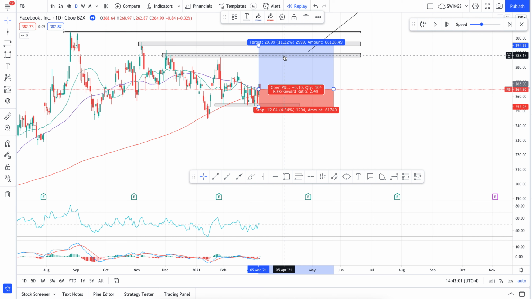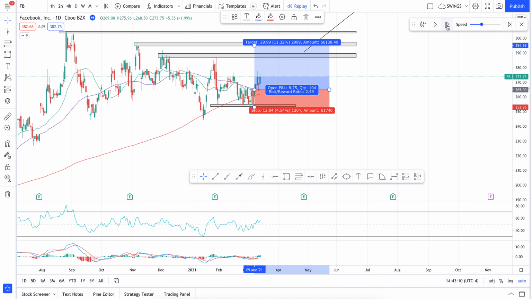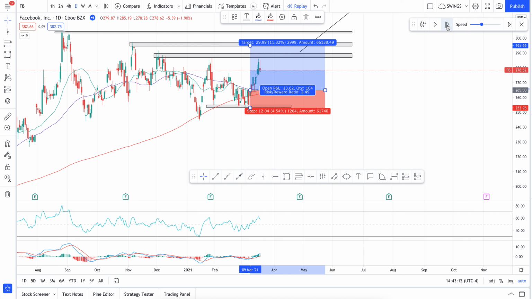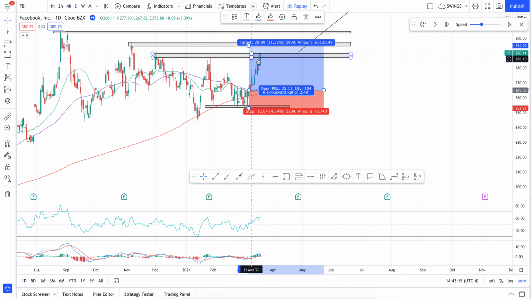So I won't put my take profit in my account, but I will absolutely 100% set my stop loss every single time. All right, so let's just see what happens. All right, so now we're in the trade. All right, and we start to go up. Okay, boom. Now the first take profit got hit.